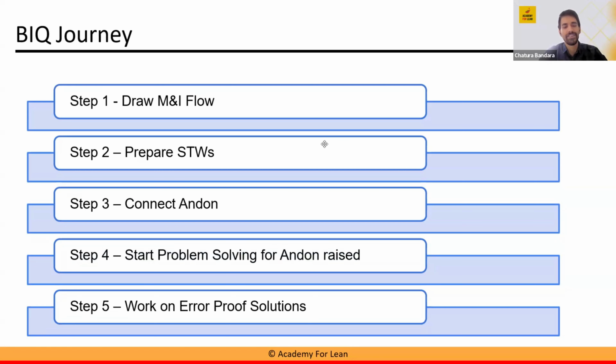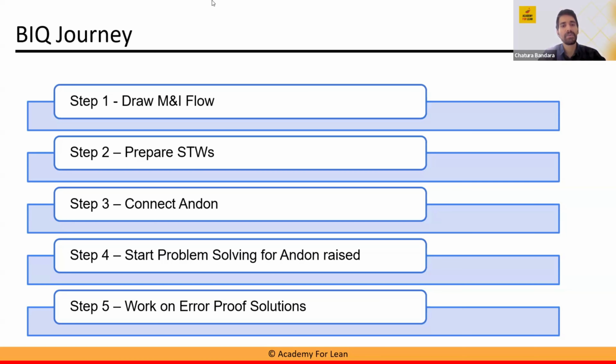Good evening, team. This is the BIQ journey that we need to follow, slowly understanding the BIQ concepts that we need to incorporate into our system. This is how the BIQ implementation happens, the step-by-step process. First, we draw the M&I flow, starting from today's class onwards. Then we will understand the symbols, the connections, and what to do if any process deviates. Everything we will understand during today's class. That is the first step: drawing an M&I flow, material and information flow.